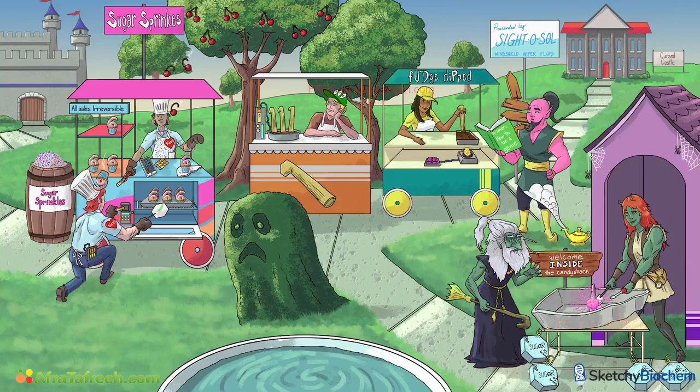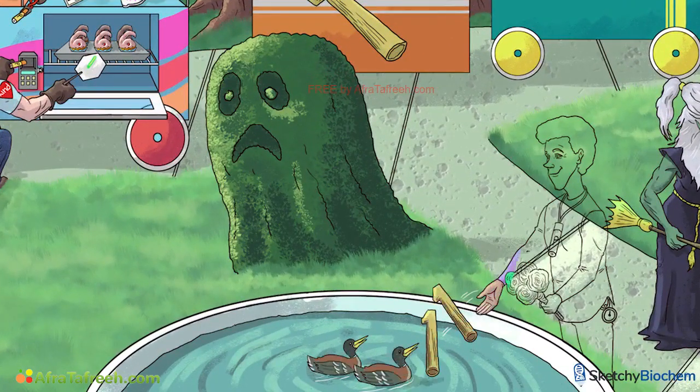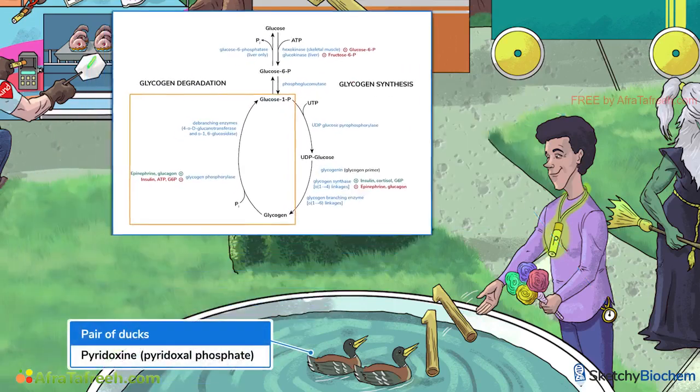Ugh. Fine. In the first step of glycogenolysis, glycogen phosphorylase catalyzes the rate-limiting step of removing G1P residues from branch glycogen until 4 glucose residues are left on a branch. The man feeding one-shaped churros to the ducks is glycogen phosphorylase. Why did we include a pair of ducks? They represent pyridoxine, aka vitamin B6. Without it, glycogen phosphorylase would be just like my brain after a shelf exam.